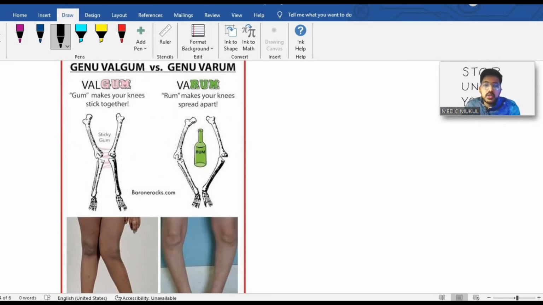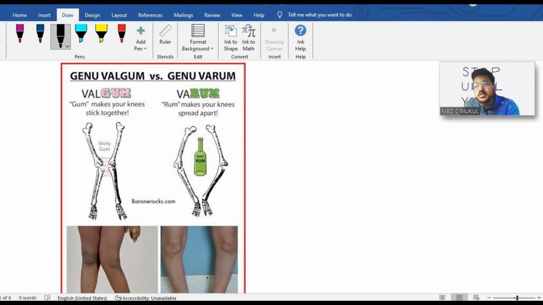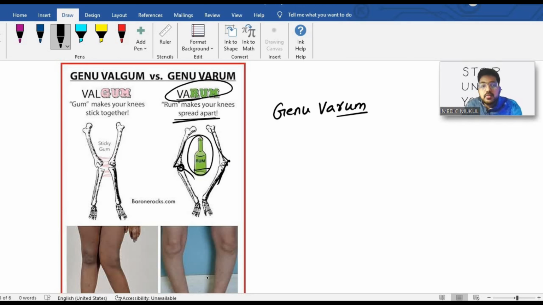Along with that, in osteoarthritis we will be able to see genu varum. What is genu varum? On the medial side the narrowing is more, due to which the patient will look something like this. You can remember that varum, like the drink rum, makes your knees spread apart. Valgum can occur in the elbow also, and it can be in the knee also, so you need to remember these things.